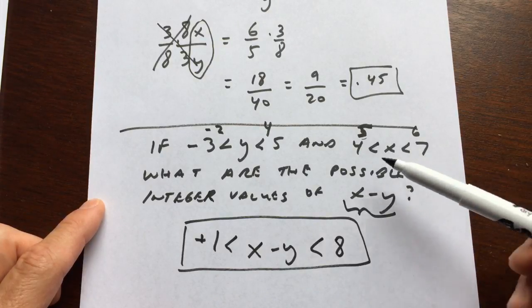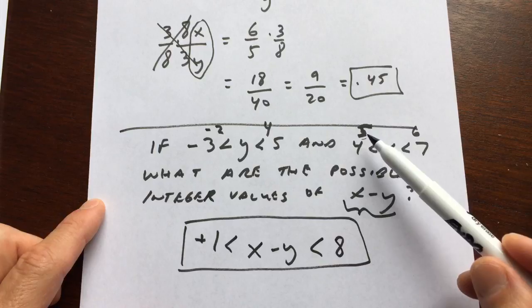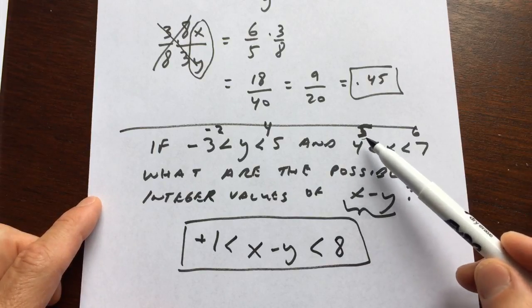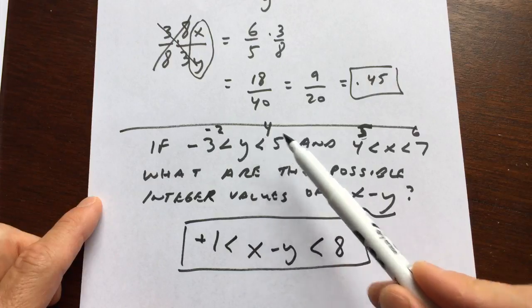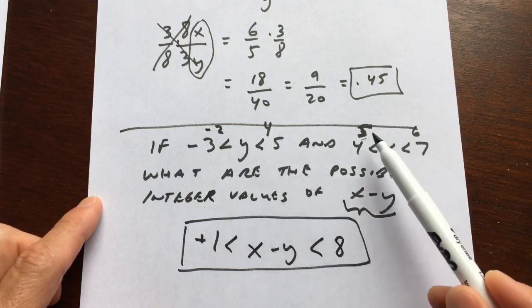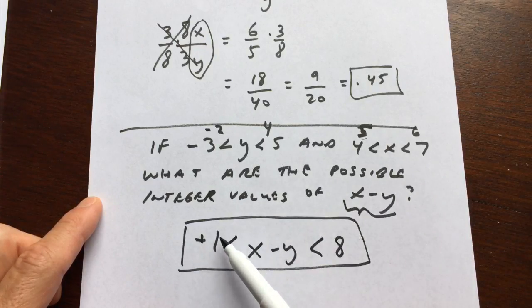So the way you're going to get the smallest value, what are you going to take here? To get the smallest value, you're going to take the smallest over here minus the largest over here. So we're doing x minus y. So 5 minus 4 is going to give us +1.